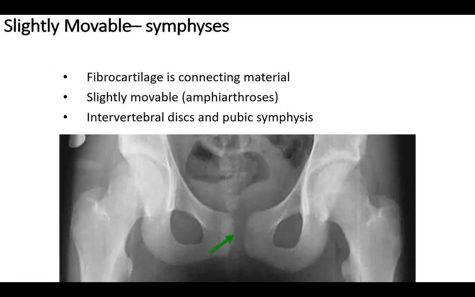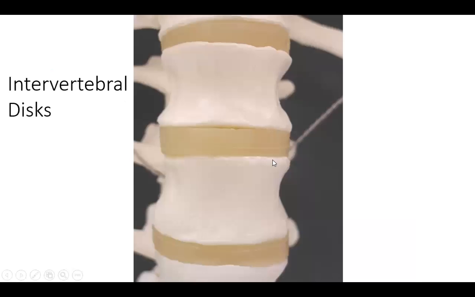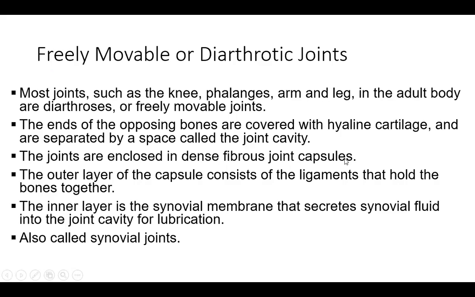Shock absorbers, slight mobility at these joints, a little bit of give, but not a lot of give, a little flexibility, but not a lot of flexibility. But here we have the fibrocartilage as opposed to the syndesmoses, which had the ligaments. Okay, and there's our intervertebral disc right there. Pads of fibrocartilage, same material we have at the pubic symphysis.